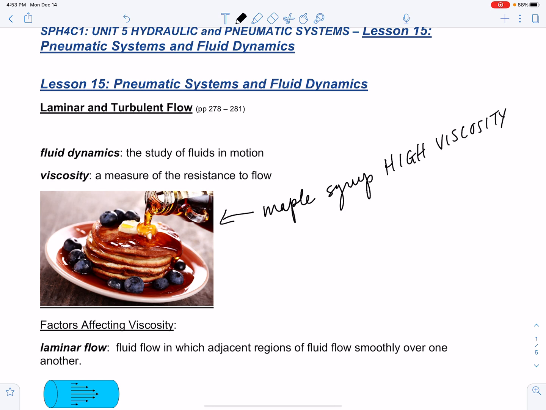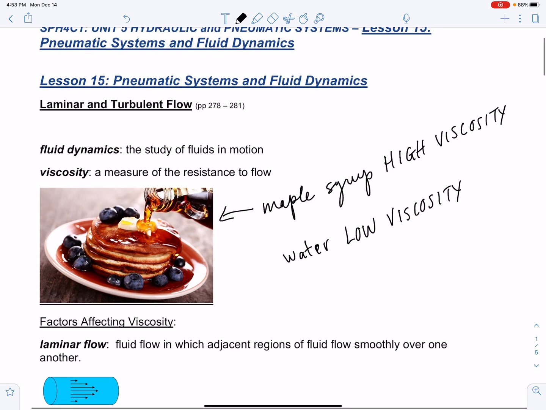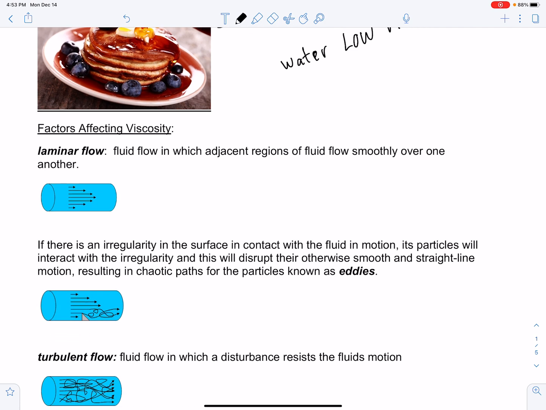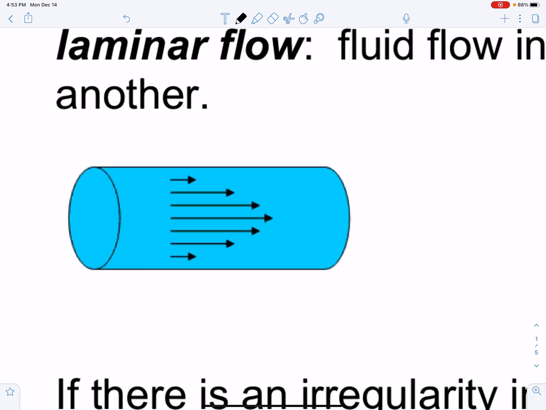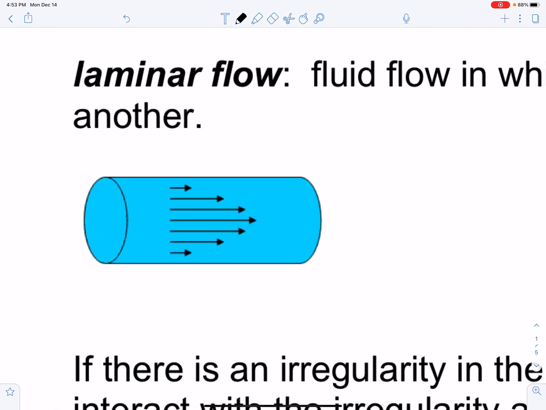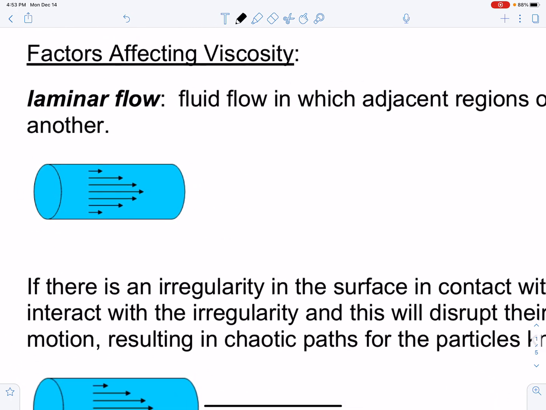And we can compare that to water, which has a lower viscosity. Factors that affect viscosity are laminar flow. Laminar flow is defined as fluid flow in which adjacent regions of fluid flow smoothly over one another. So if we imagine the regions of flow are all flowing uniformly, this results in very smooth, very uniform flow.